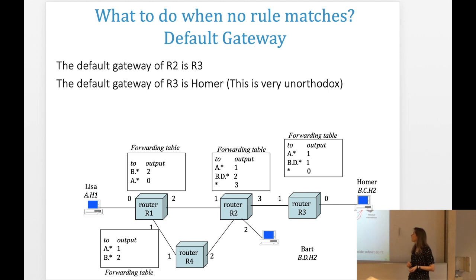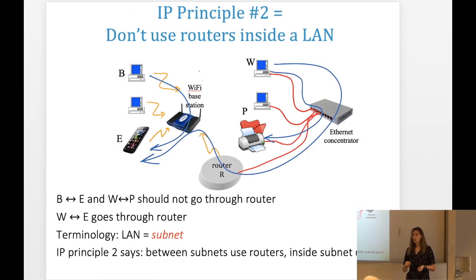The second IP principle is that we should try to communicate with devices that are close to each other without using routers, without using intermediate systems, communicating directly if possible, and if not, then we use the internet and the routers to interconnect subnetworks. So in this example, we have two LANs. LANs are local area networks, which are a synonym of subnetworks. One of them is communicating through a Wi-Fi base station, and the second one through an Ethernet concentrator.